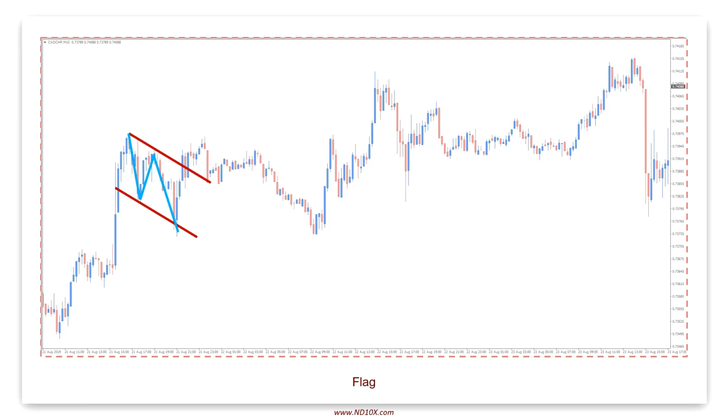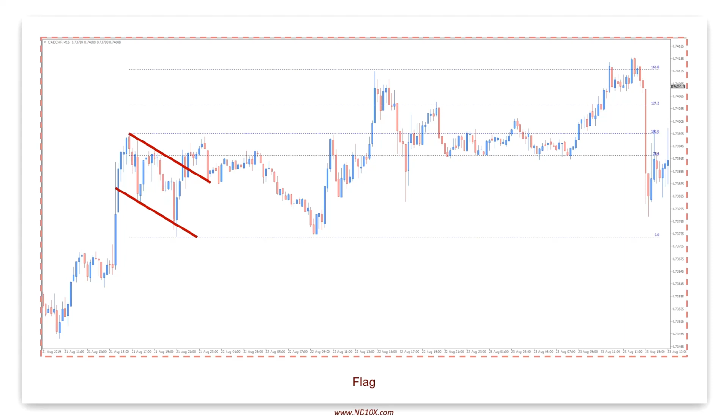We can draw that channel to represent that flag formation, and the breakout point of that channel would tell us, okay, price should continue to move higher. And if we draw the Fibonacci retracement from high to low point, we will get that inverse 127.2% and 161.8. That would be our targets for the flag.